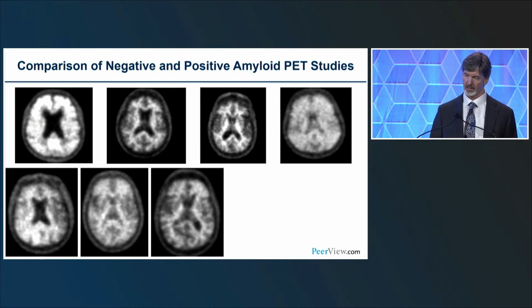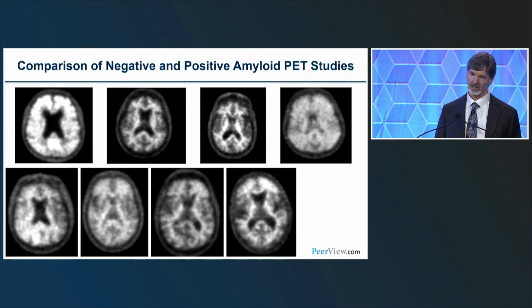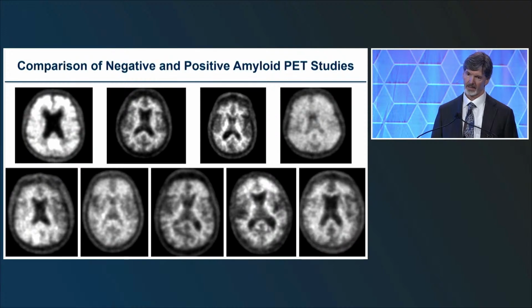As shown, these are all pathologically proven amyloid positive cases. What about this? Not so much in the back, in the occipital lobe, posterior temporal lobes, but frontally this person's got some amyloid. How about this?